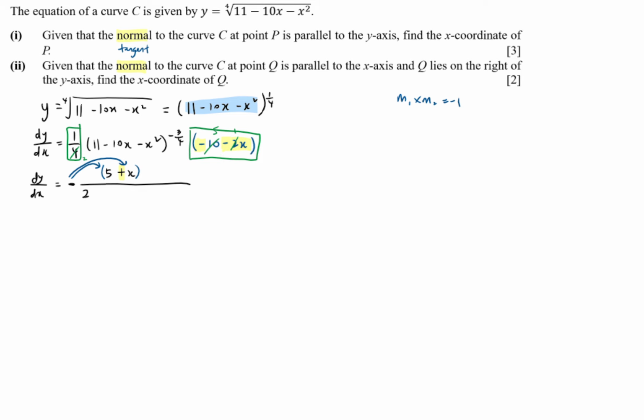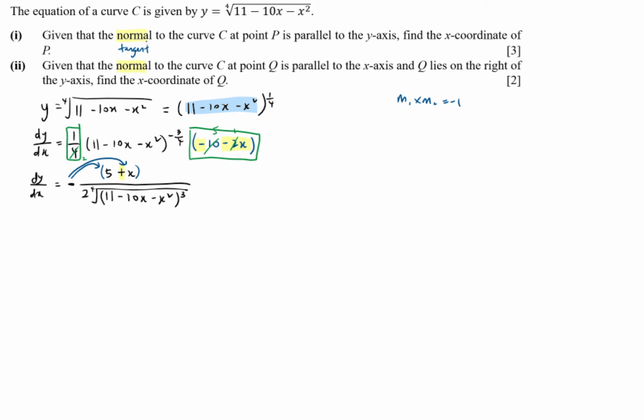For your denominator, the power is negative 3 over 4, so that will be the fourth root of (11 minus 10x minus x squared) to the power of 3. So that's your dy/dx. Now let's take a look at the question now.